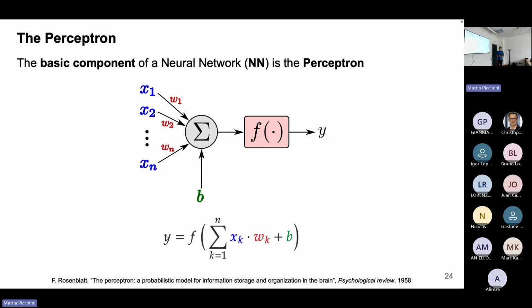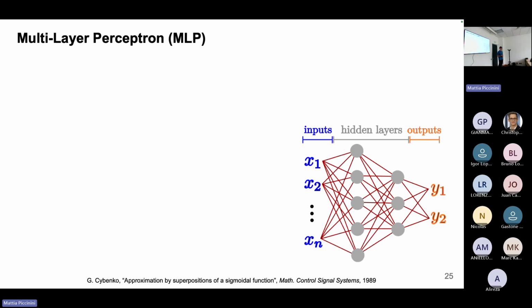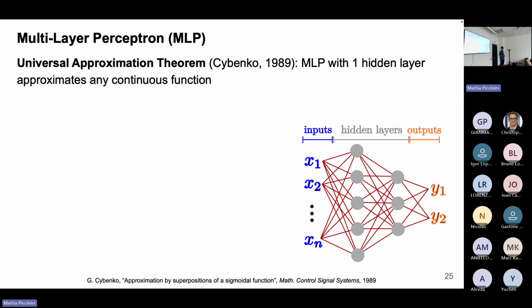From the perceptron, we can easily arrive at a multi-layer perceptron, which basically means putting together perceptrons. Each of these gray dots is itself a perceptron, and we can stack, concatenate and combine them to obtain a multi-layer perceptron. It turns out there is a theorem by Cybenko from 1989, a universal approximation theorem, something very, very powerful.